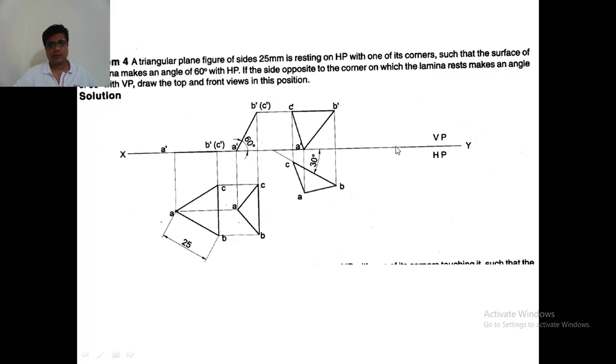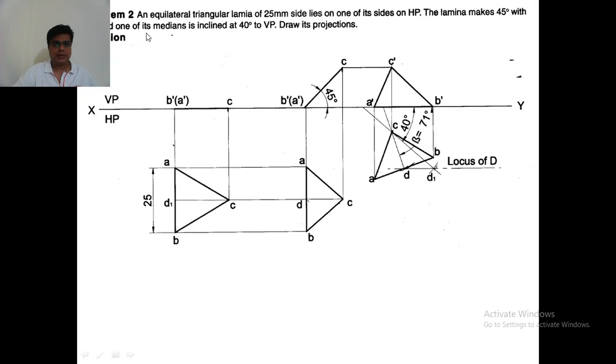Unlike the previous problem, where the side or the edge was making an angle of 30 degree with VP, in this case it is asking us about the medians. One of the medians is inclined at 40 degree to VP.